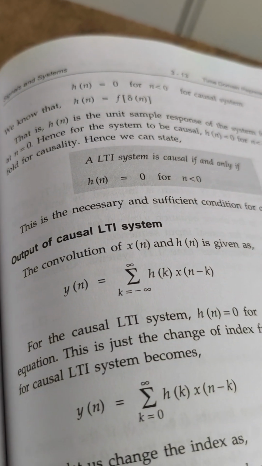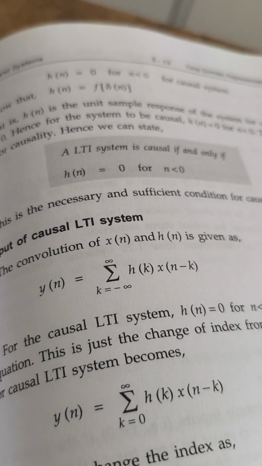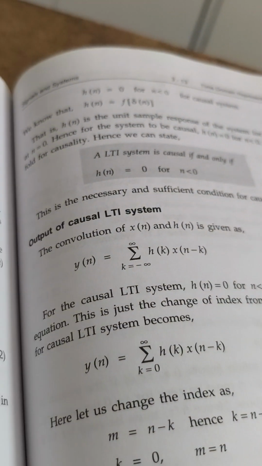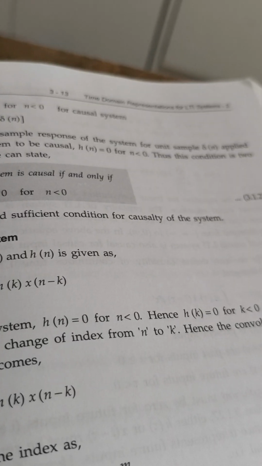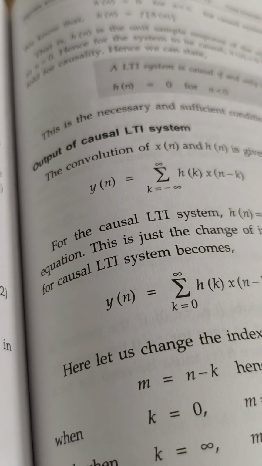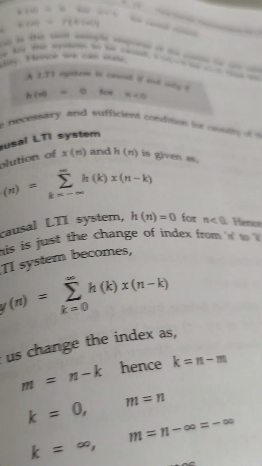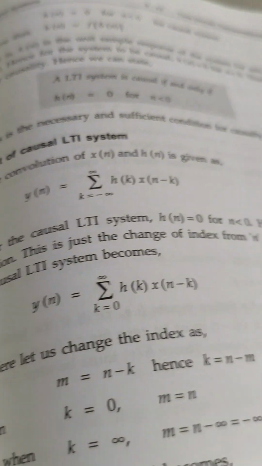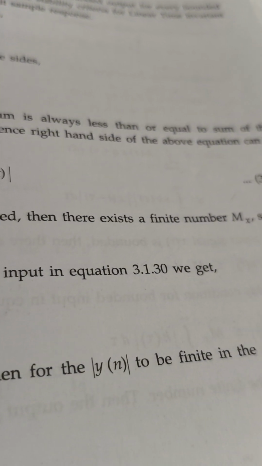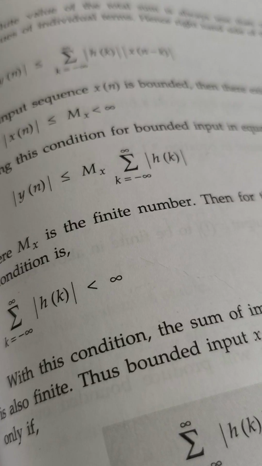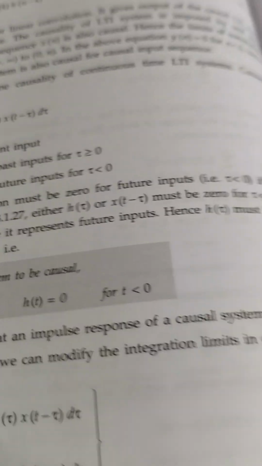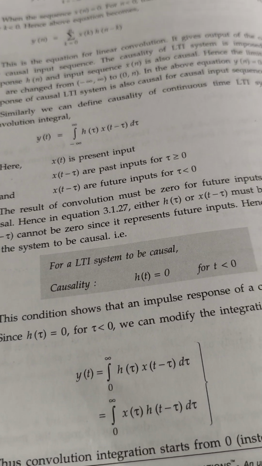An LTI system is causal if and only if h of n equals 0 for n less than 0. This is the necessary and sufficient condition for causality of the system. Already, in the properties of the system, we have discussed what causal and non-causal systems are. They have given many derivations, but since they have not asked for them in the internal, I am not discussing them in detail, and we also do not have enough time to discuss all these properties of the system.